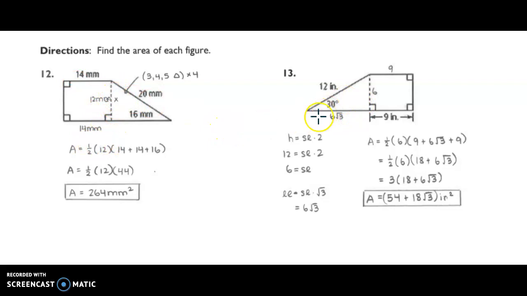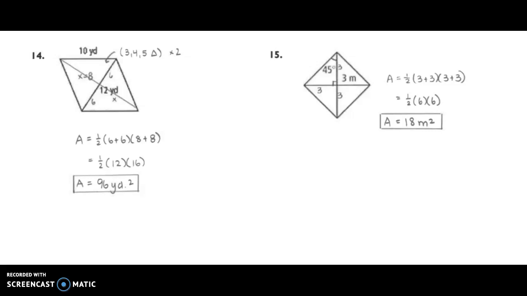Here in number 13, you got to use special right triangles again to figure out this part of the base and this height. And then here, again, 3-4-5 triangle. If you don't recognize it, use the Pythagorean theorem because for a rhombus, diagonals intersect at 90 degrees.